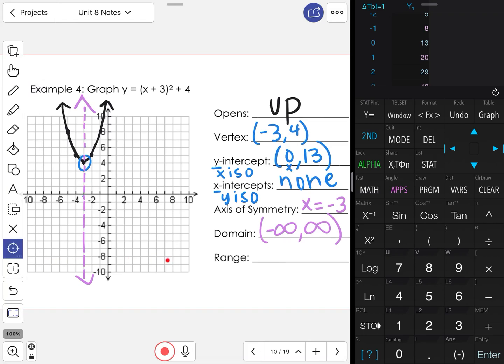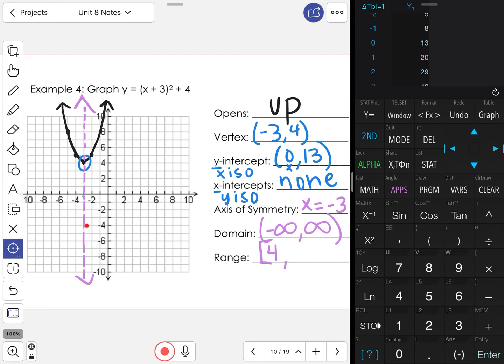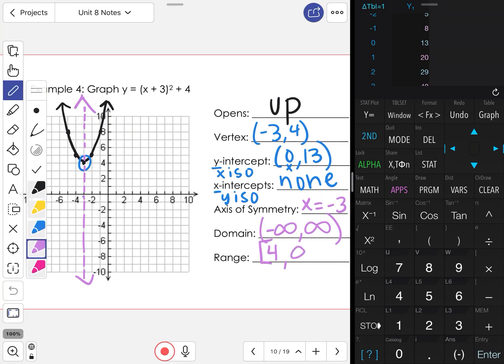Okay. Now if I go back and forth for the range, the first time I touch is right here at +4. And I was touching on a point, so it's going to be a bracket. And the last time I touch is all the way up here, but I'm touching 2 arrows, so that means I'm going forever to the positives, +infinity.